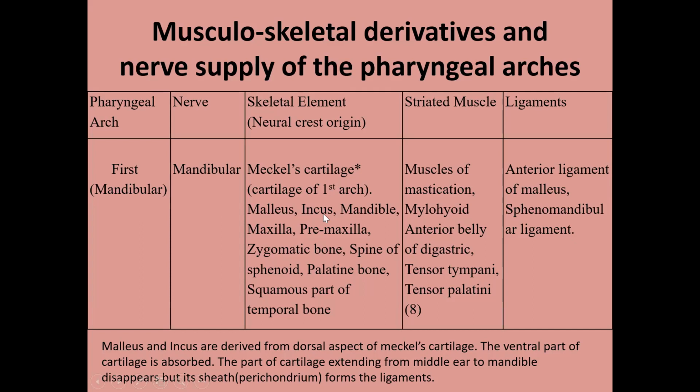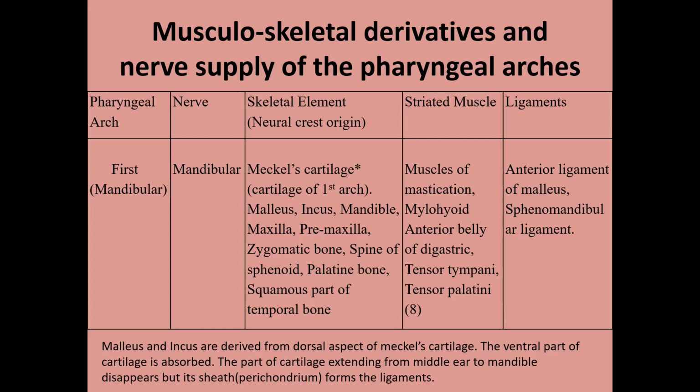Yes, and then the part of the cartilage extending from the middle ear to the mandible disappears, but its sheath forms the ligaments, that is the anterior ligament of malleus, which is attached to the malleus, and the sphenomandibular ligament, which starts from the spine of sphenoid bone.